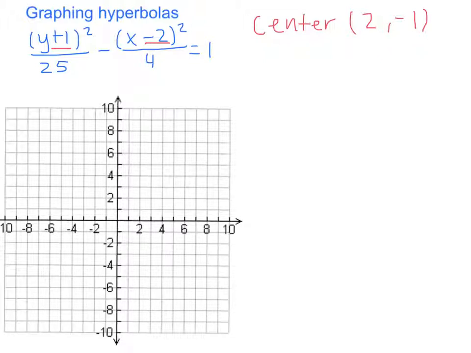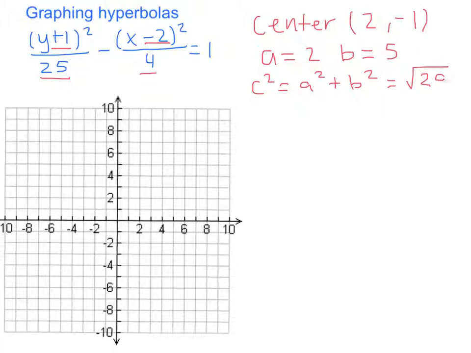The next thing we need are the a, b, and c values. The a value is going to be the square root of the denominator underneath the x term, so it's going to be 2. The b value is going to be the square root of the denominator of the y. And then c we have to calculate from this equation: c squared equals a squared plus b squared. A squared is 4, b squared is 25, so c is going to be the square root of 29.